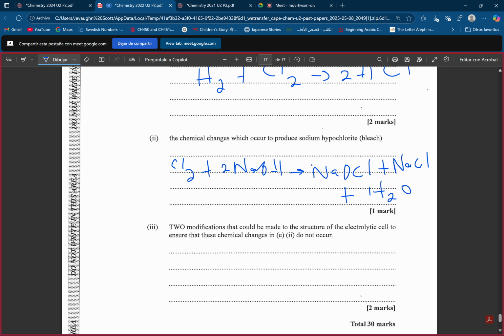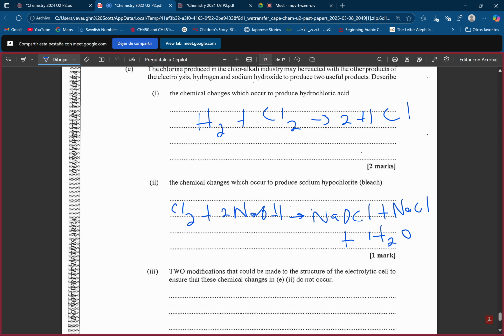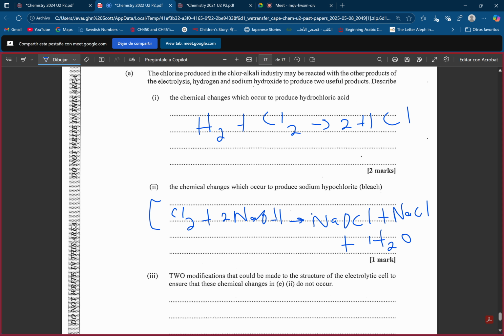Part 3, which is the last part of the 2022 paper: two modifications that could be made to the structure of the electrolytic cell to ensure that these chemical changes in E2 do not occur, right? So what we must do, right? In E2, what we see is chlorine reacting with the sodium hydroxide.